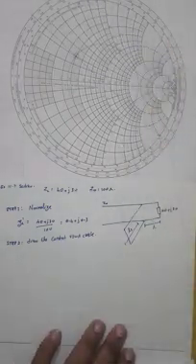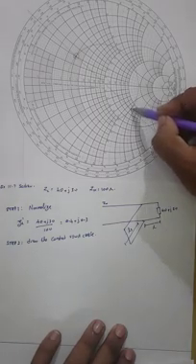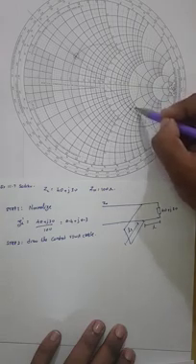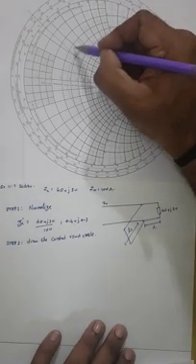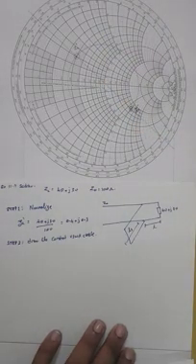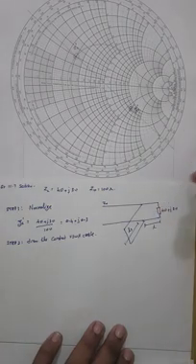Once I draw in my line, I can go ahead and find the normalized load admittance. This is the normalized load admittance point. Now that I have the normalized load admittance, as we've seen in the theory, we will be working more with the admittance while we speak about impedance matching.